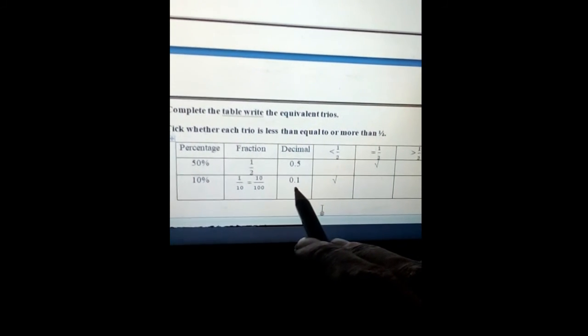So the fraction of this 10% is 10 by 100. If we cancel the zeros in the simplest form we get 1 by 10. If we divide this we get the decimal 0.1. It is less than half, so we'll tick over here. This is the sign for less than half, so we'll tick over here. This is how we'll do this.